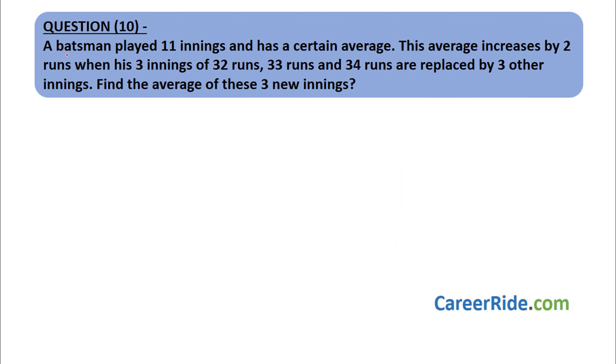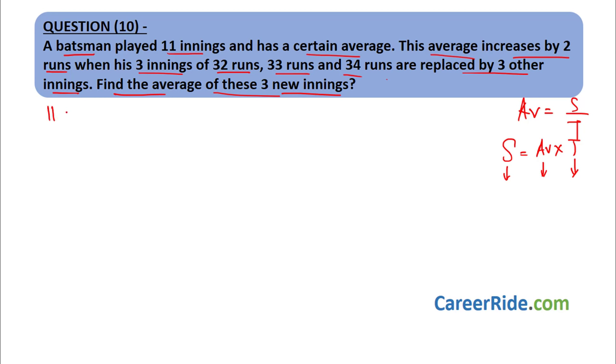Question number 10. A batsman played 11 innings and has a certain average. This average increases by 2 runs when his 3 innings of 32 runs, 33 runs and 34 runs are replaced by 3 other innings. Find the average of these 3 new innings. Now again, this is an easy one. We have our average formula, that is sum upon total. Sum of all the observations is nothing but average into total. So the sum of runs scored in all the innings is nothing but average number of runs in one inning into total number of innings, right?